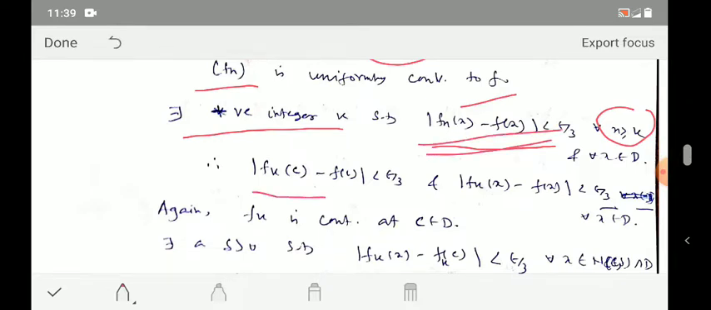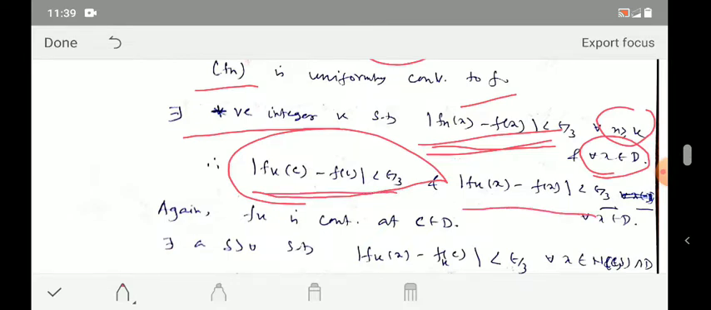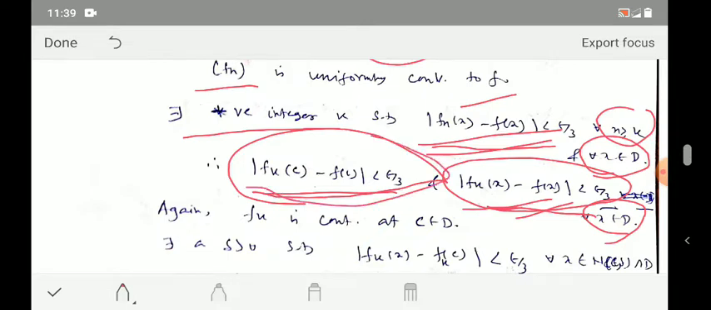Hence we put n equal to k. Also this property is satisfied for all x belongs to D, therefore it is also satisfied for c, because c is an arbitrary point of D. Therefore we get two relations: mod of fk(x) minus f(x) is less than epsilon by 3, which holds for all x belongs to D, and in particular for x equal to c, mod of fk(c) minus f(c) is less than epsilon by 3.